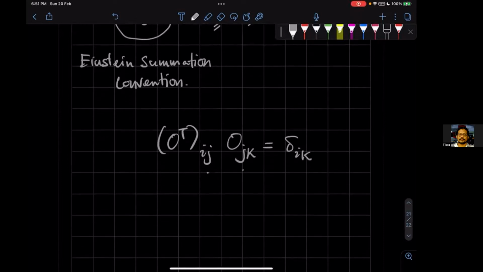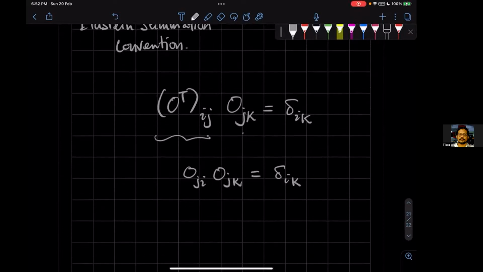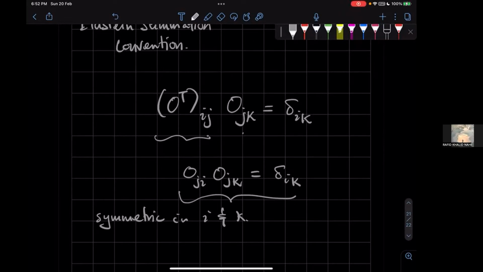So O transpose Ij is OJI, right? That is the definition of transposition. So how many independent equations are here, noting that this is symmetric in I and K? Okay, how many independent equations are there here? Can you guys think about it and let me know? 3.